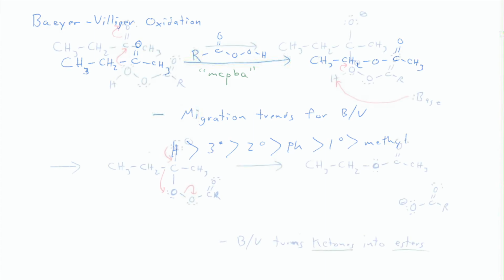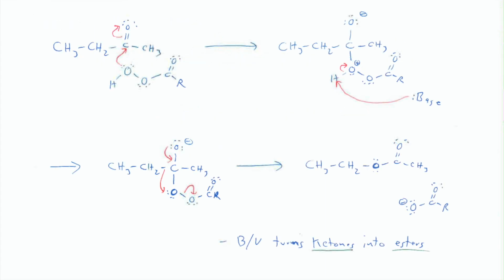So I'm going to show you the mechanism of this. It's a little bit quirky, and in fact, it's somewhat reminiscent of the peroxy acid reactions we saw before when making epoxides. It's a little more intuitive, in my opinion. So if you look at it, we've got our ketone, and then we've got our peracid. We already know that ketones, being carbonyls, are very electrophilic at the carbonyl carbon.